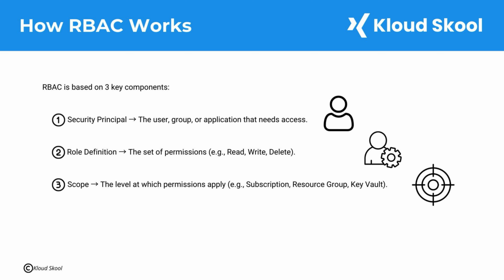So the role-based access control is based on three components: the security principal, as in the user, group, or application that needs access to the resource, and the role definition, which is a set of permissions, for example, read, write, and delete, and the scope, which is the level at which the permissions apply, for example, the subscription level, the resource group level, and finally, the resource level.